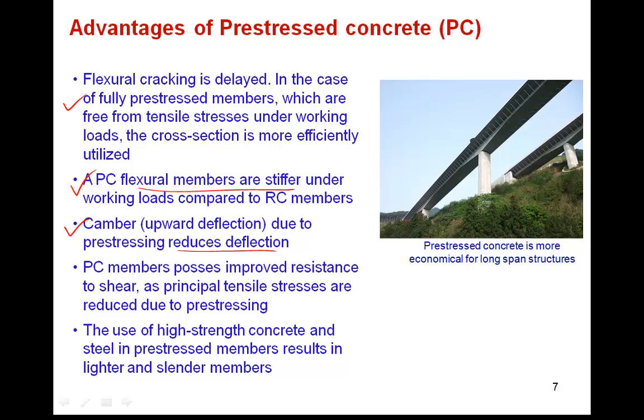And also, prestressed concrete members have improved resistance to shear again compared to the reinforced concrete structure. And also, for the prestressed concrete structure, we mostly use high strength concrete, mainly because the concrete has to withstand a high compressive force. So we usually use high strength concrete, and also the prestressing tendons used in the prestressed concrete structures are of high strength as well. So when we are using high strength concrete and high strength steel, we can use very slender members in prestressed concrete structures, which you can see in this example as well. This is a prestressed concrete beam, and you can notice how the sections are very slender in this structure.